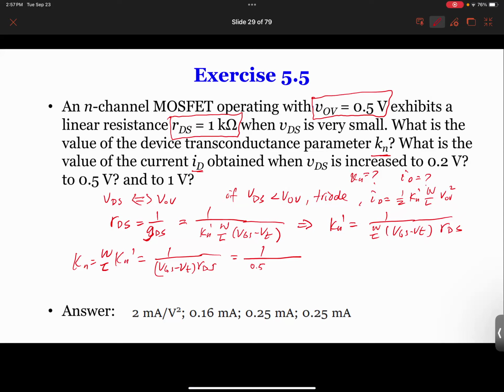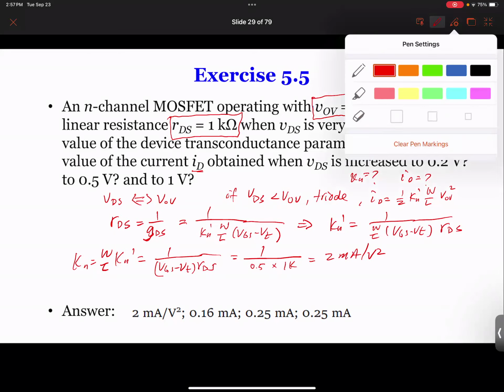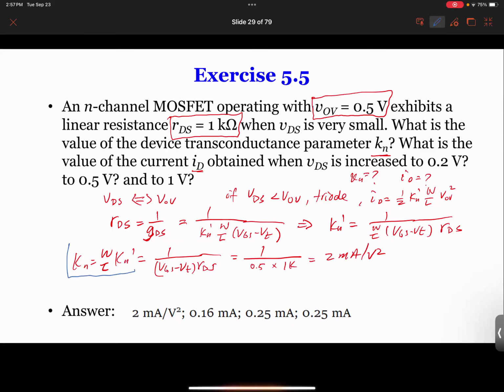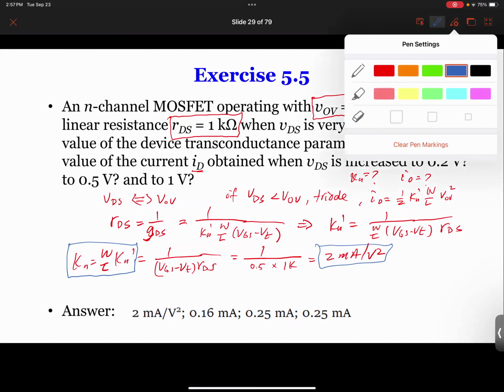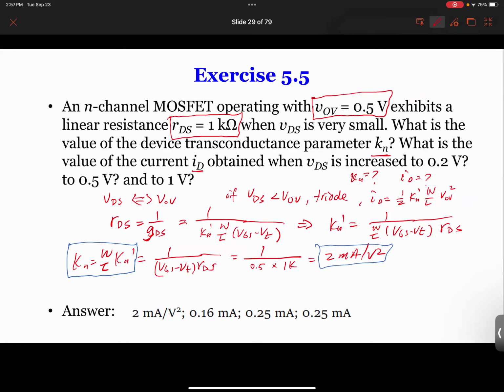Okay, so VOV is 0.5, yeah. And RDS, not VDS, RDS is 1K. So that gives you basically 2 milliamp per volt squared. So we got this Kn. I want to make a correction myself: Kn is Kn prime times W over L. That's 2 milliamps per volt squared. Okay, so that's what you have for question A.